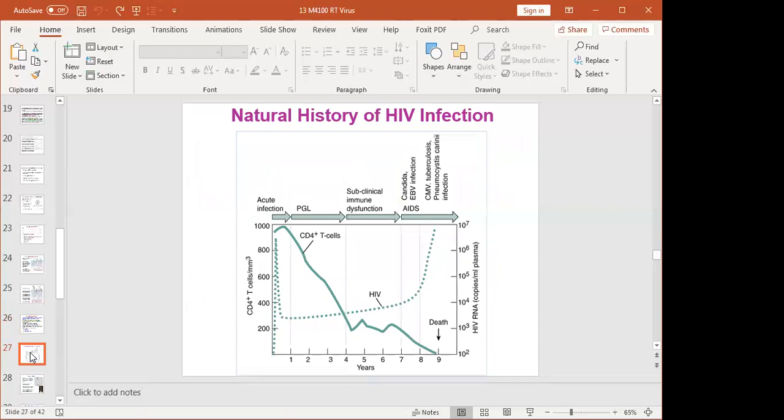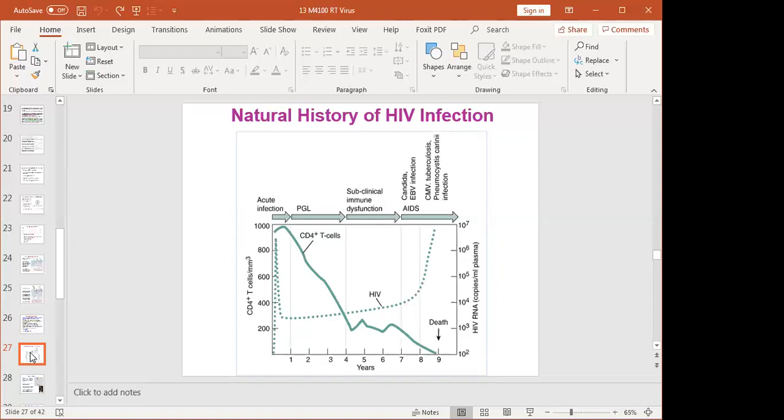Slide number 27 depicts what I just mentioned. On the y-axis, on the left side of the picture, we have CD4 count. On the right, we have RNA copy number per milliliter of plasma. As you can see, at the beginning of the disease, where we have an acute infection, CD4s are high and virus is in check, viral load. But then as disease, for some time, virus load is low because the immune system is still functional.